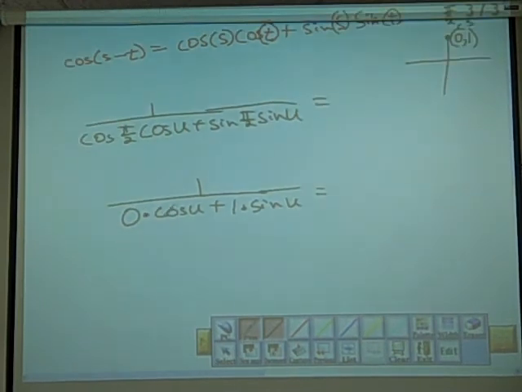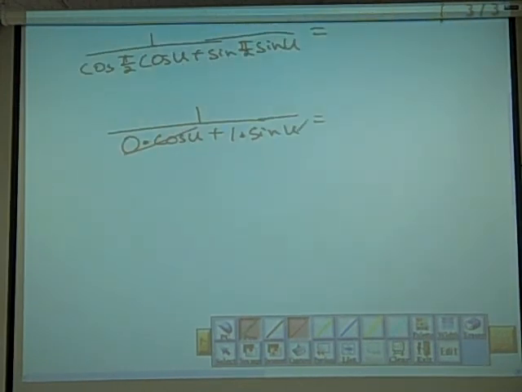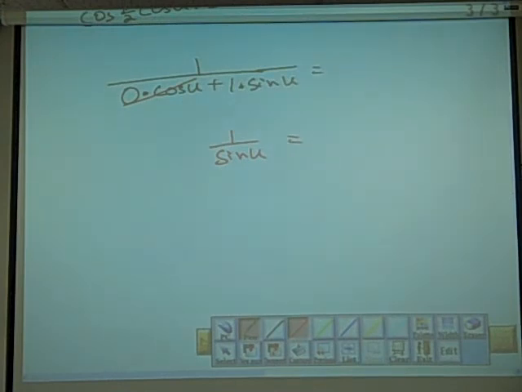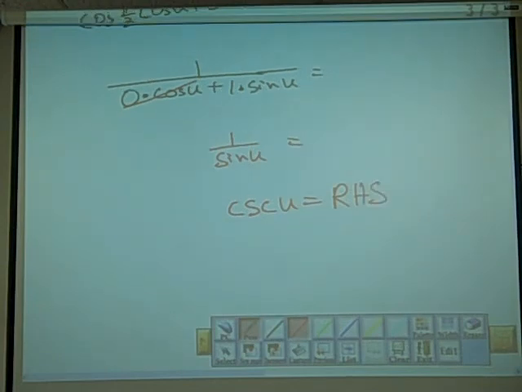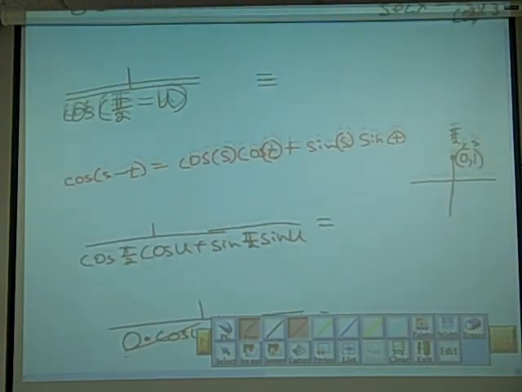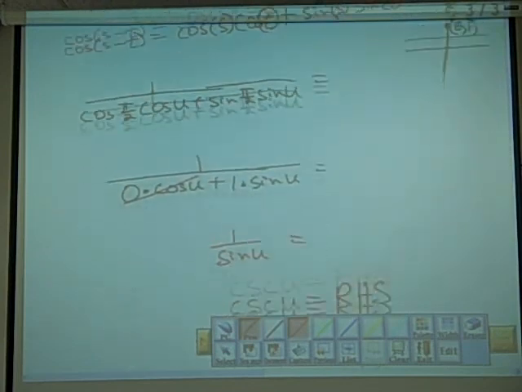And so this 0 times cosine u just goes to 0, right? And then 1 times sine u is just sine u. So we have 1 over sine u, and we know that sine is the reciprocal of cosecant, so this becomes cosecant u. And that's equivalent to our right-hand side. And so that's how we do secant and cosecant.